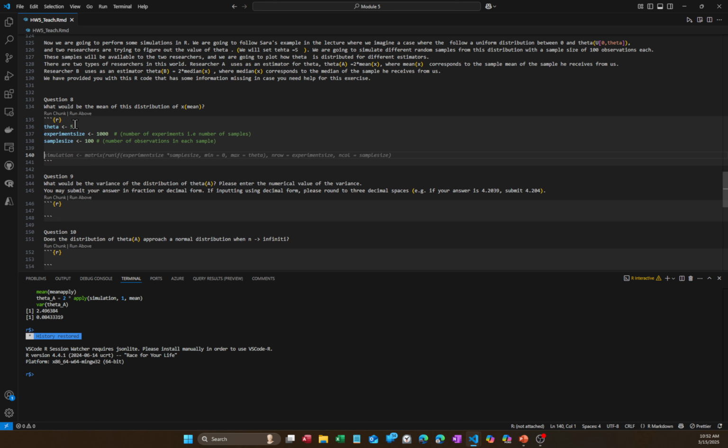Now what we need to do is create a random uniform sampling where we have values from 0 to 5, and we'll create a sample of experiment size times sample size. So we'll run simulations here. That is, we'll get a matrix.